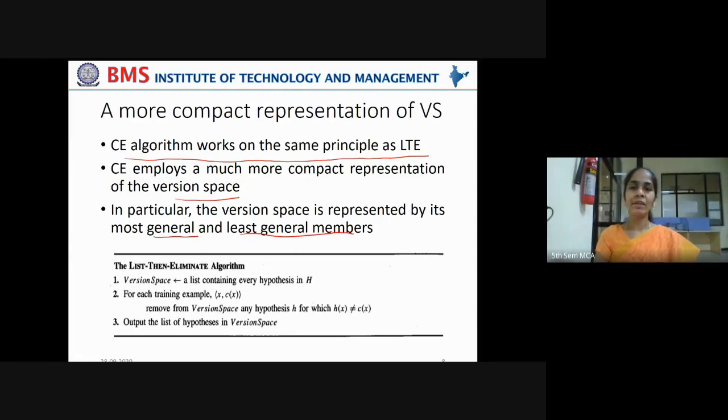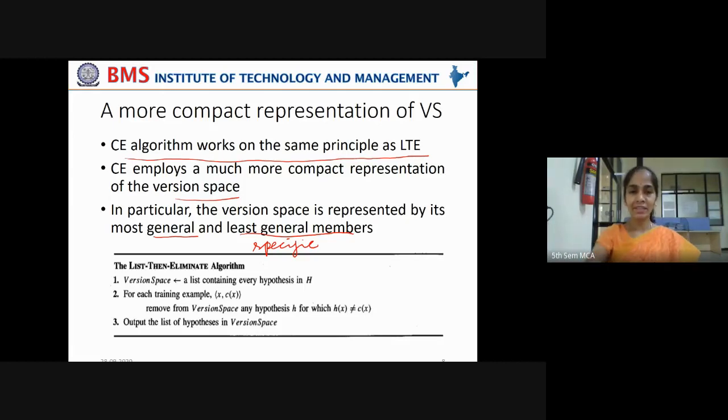In version space, you will have only the most general hypothesis and the least general hypothesis. Least general, how can I call it in a different way, as the specific hypothesis. Least general hypothesis means more specific hypothesis. Least general member means most specific member. So in particular, the version space has two members. One is the most general hypothesis and one is the least general hypothesis, meaning the more specific hypothesis.